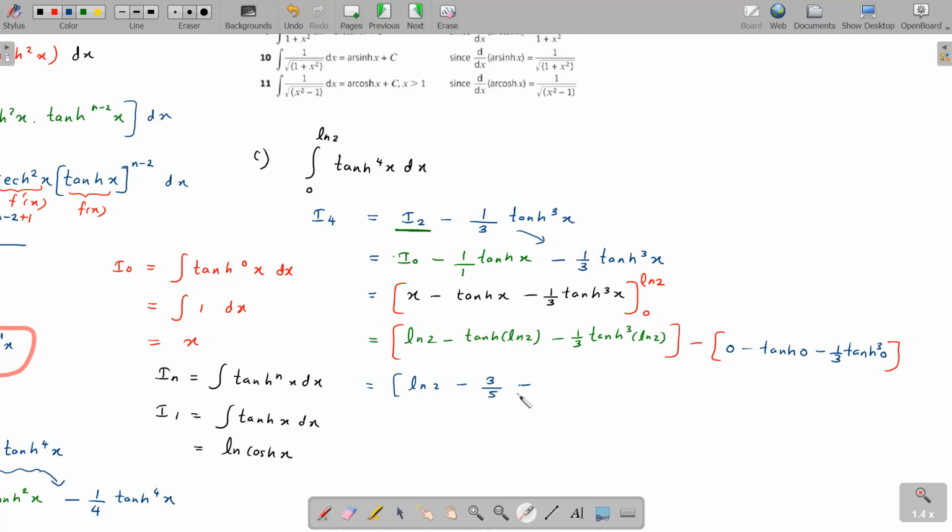Tan ln2 we found is 3 over 5. So tan cube means it's 3 over 5 to the power 3. Are you with me? Minus 1 over 3 into 3 over 5 to the power 3. The reason being that it's tan cube ln2. Tan ln2 is 3 over 5, and the cube of that is power 3.